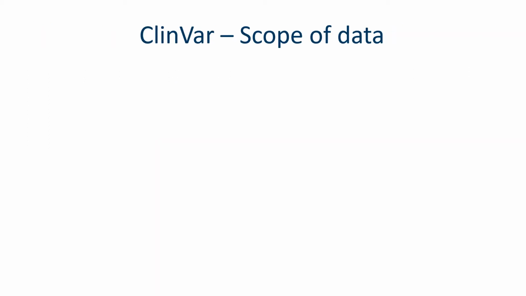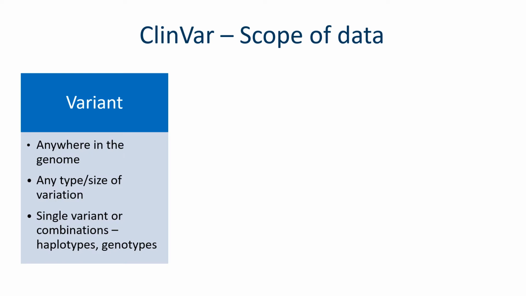The scope of data in ClinVar is pretty broad. Variants in ClinVar can be anywhere in the genome, in any gene, extragenic, or spanning multiple genes. It can be any type or size of variation, so the data ranges from single nucleotide variants and small insertions or deletions up to large copy number variants. And the interpretation can be for a single variant or a combination of variants. Most data in ClinVar are interpretations of single variants, so the interpretation of a single nucleotide variant or a single copy number variant. Occasionally, it's important to interpret 2 or more variants together as a haplotype or a genotype, but this is unusual within the database.